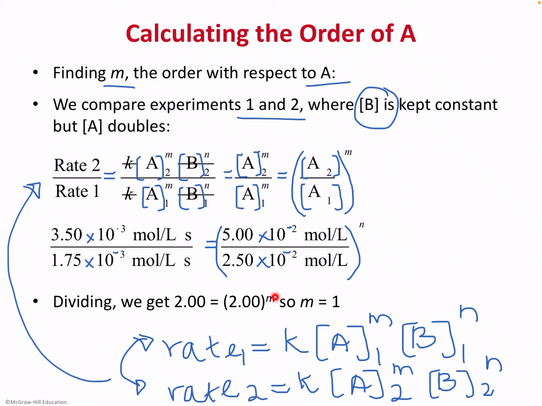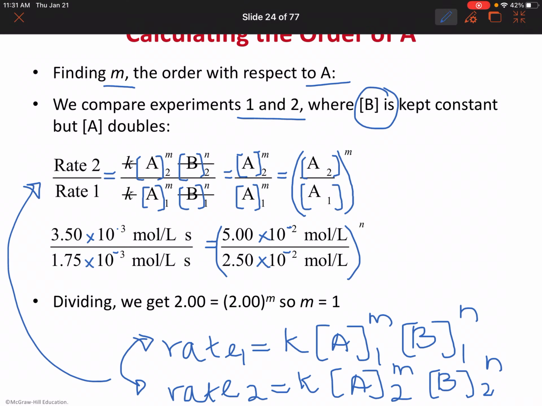Okay. So I see a little typo here. Instead of n, it should be m. It's not multiplication. That should be m. Is it m? It's n, right? M.